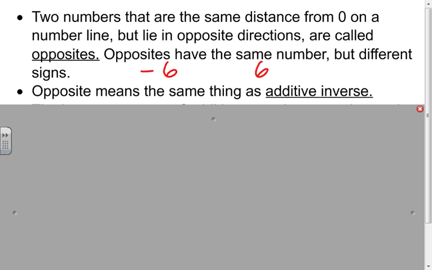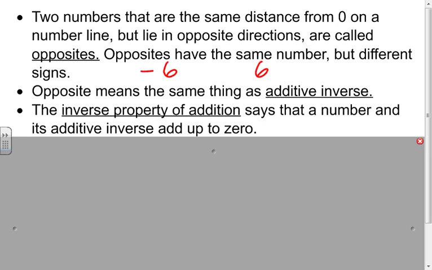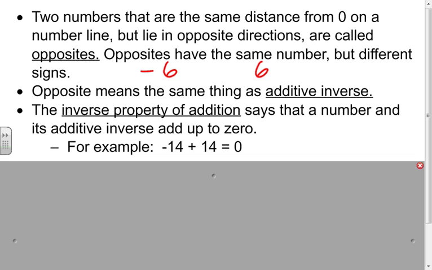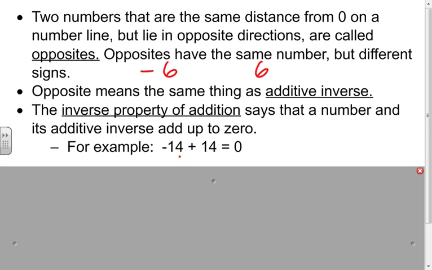Okay? The inverse property of addition says that a number and its additive inverse, same thing as opposite, add up to 0. Okay? That's always true. A number and its opposite always add up to 0. For example, the number negative 14, the opposite of negative 14 is positive 14, and if I add those two together, I always get 0. If I add a number and its opposite or its additive inverse, I always get an answer of 0. So that's another property to add to the ones that we did in the last lesson.